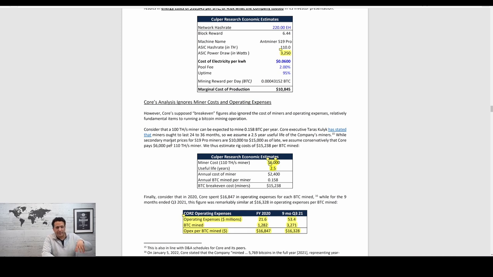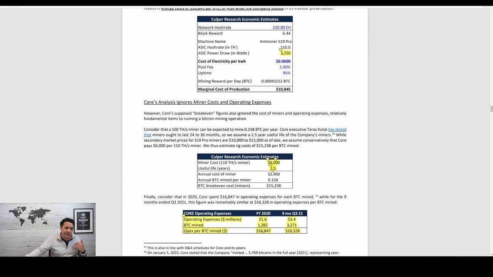When you're making the scale of the purchases that Core Scientific has, they've been growing even faster than Riot and Mara. So it stands to reason they were getting as good, if not better, deals than them. The other thing is they base their costs on a useful life of 2.5 years. Give me a break. These things will last closer to 5 years. But for the sake of argument, I'm going to say 4. But definitely these will last longer than that.